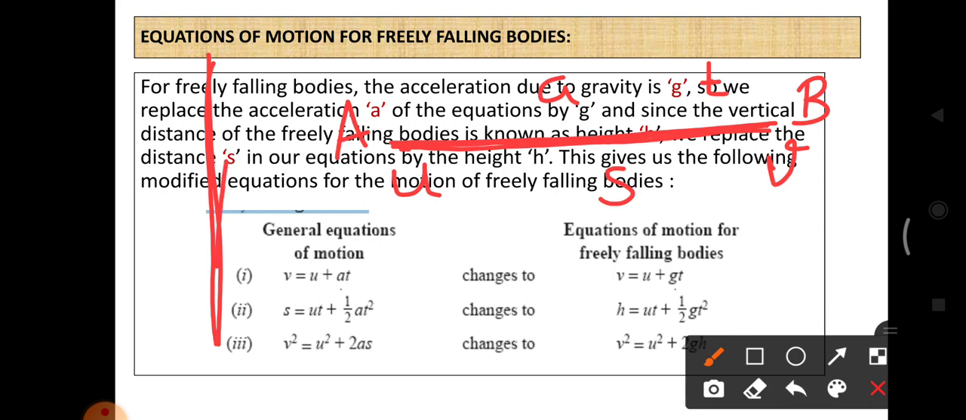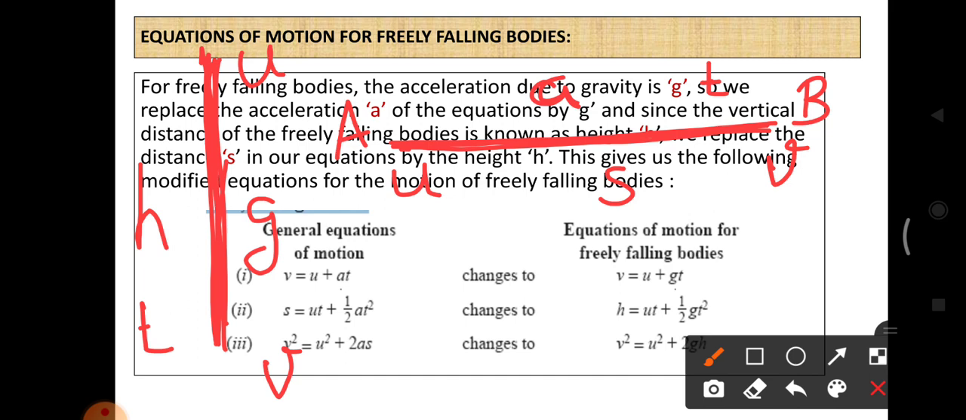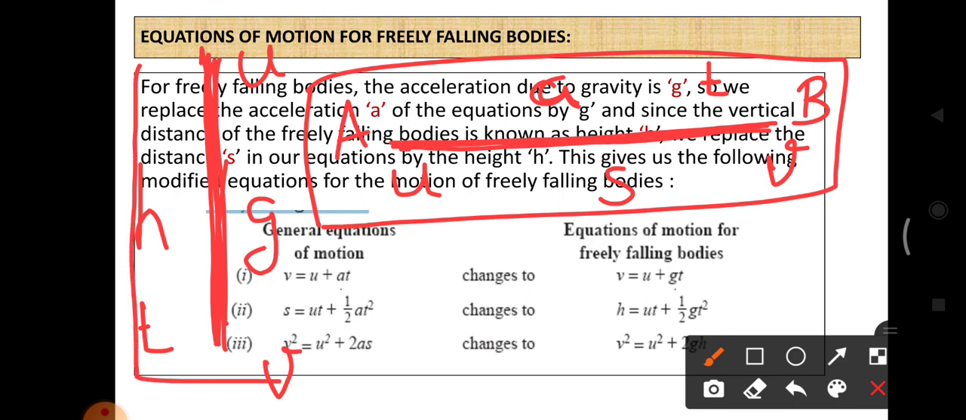The same equations we have to apply for a free fall object. When the object is in free fall, initially it has velocity u, final velocity v. Here the distance is vertical, so we take it as h, not s. This acceleration is a normal acceleration. When the object free falls, the acceleration is called acceleration due to gravity g, and the time we take as t. So this is for a normal object, this is for a free fall object.